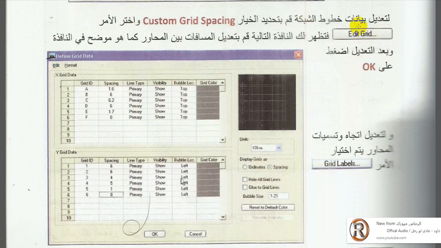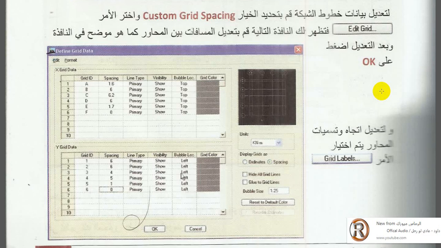To modify the entire grid lines, select the option Custom Grid Spacing and select the command Edit Grid. You can have the following pop-up menu: identify or modify the grid axis spacing as illustrated in the pop-up menu, and then modify. Press OK.